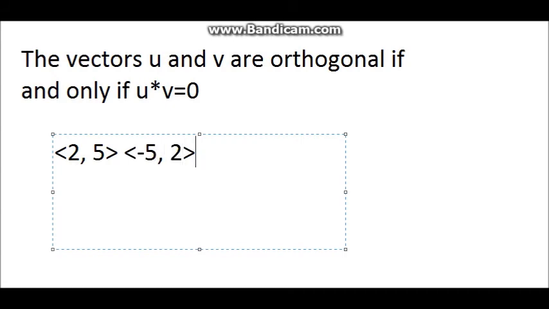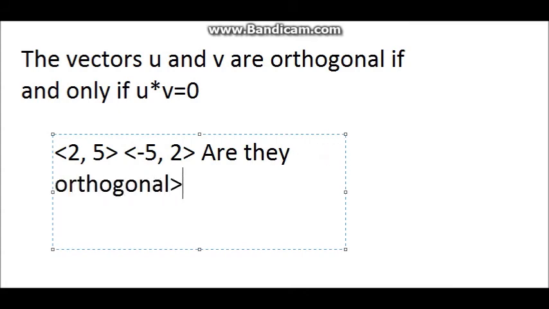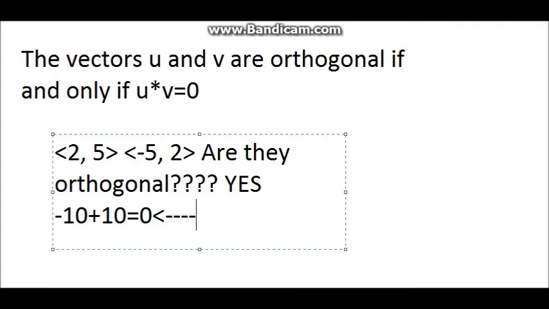So if we look at two vectors like (2, 5) and (negative 5, 2) and ask if they are orthogonal or not, well, the answer is yes, they are. Because 2 times negative 5 is negative 10, and 5 times 2 is 10. And negative 10 plus 10 is 0, which means they're orthogonal. So when you're trying to figure out if two vectors are orthogonal or not, all that matters is the dot product. As long as the dot product is 0, then they're orthogonal.